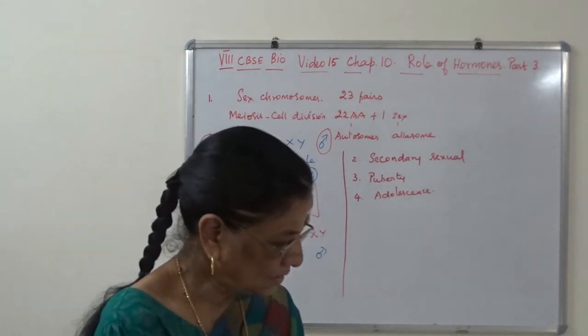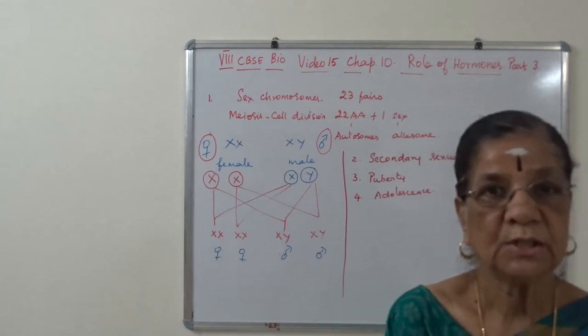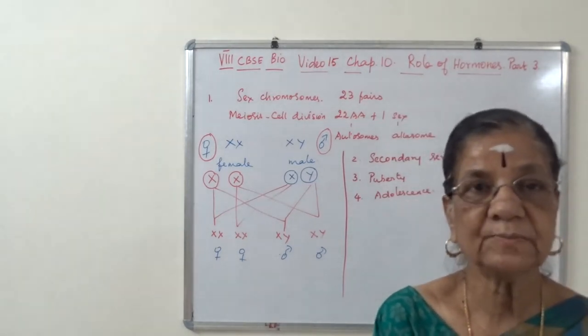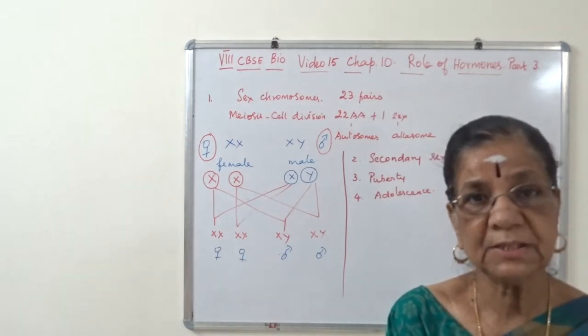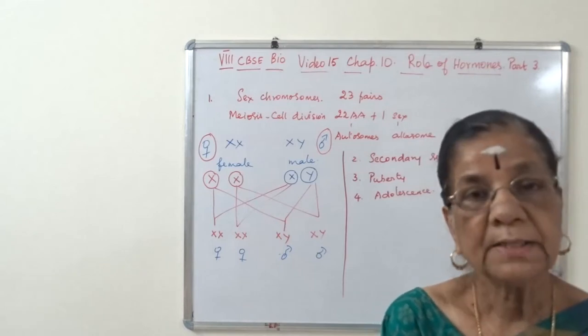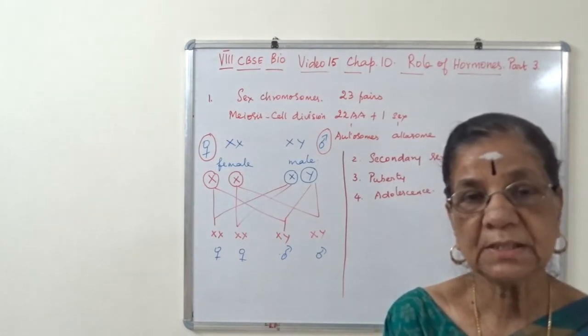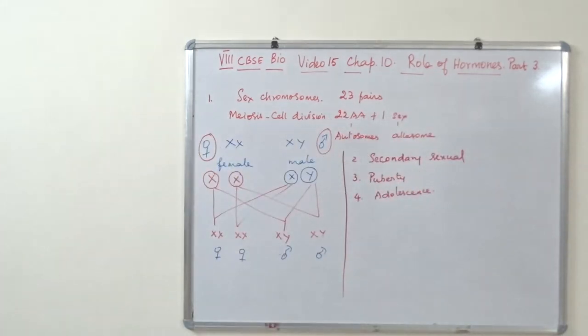So we come across the terms puberty and adolescence. I hope you follow this. So these are the physical changes during puberty. A number of changes are seen in boys and girls during puberty, such as height in boys and girls.